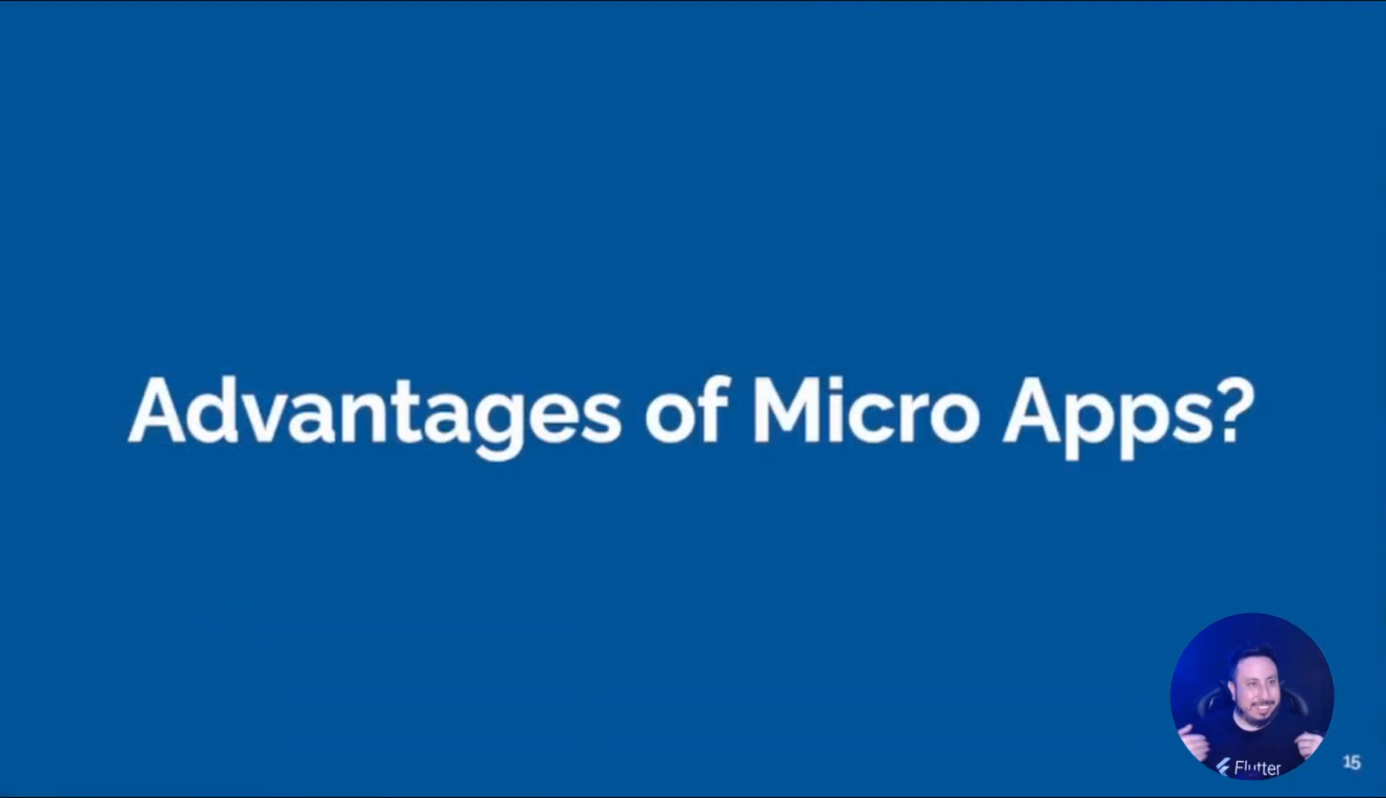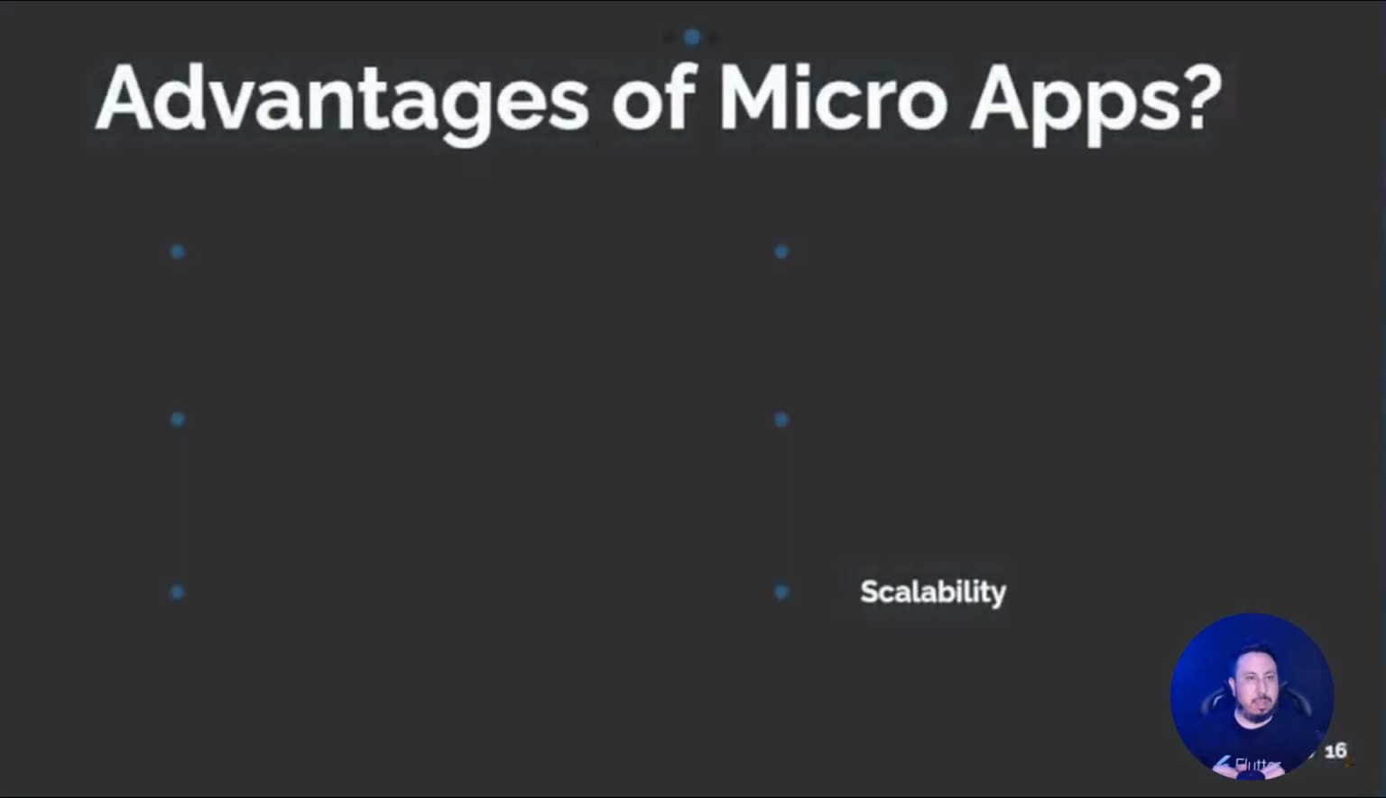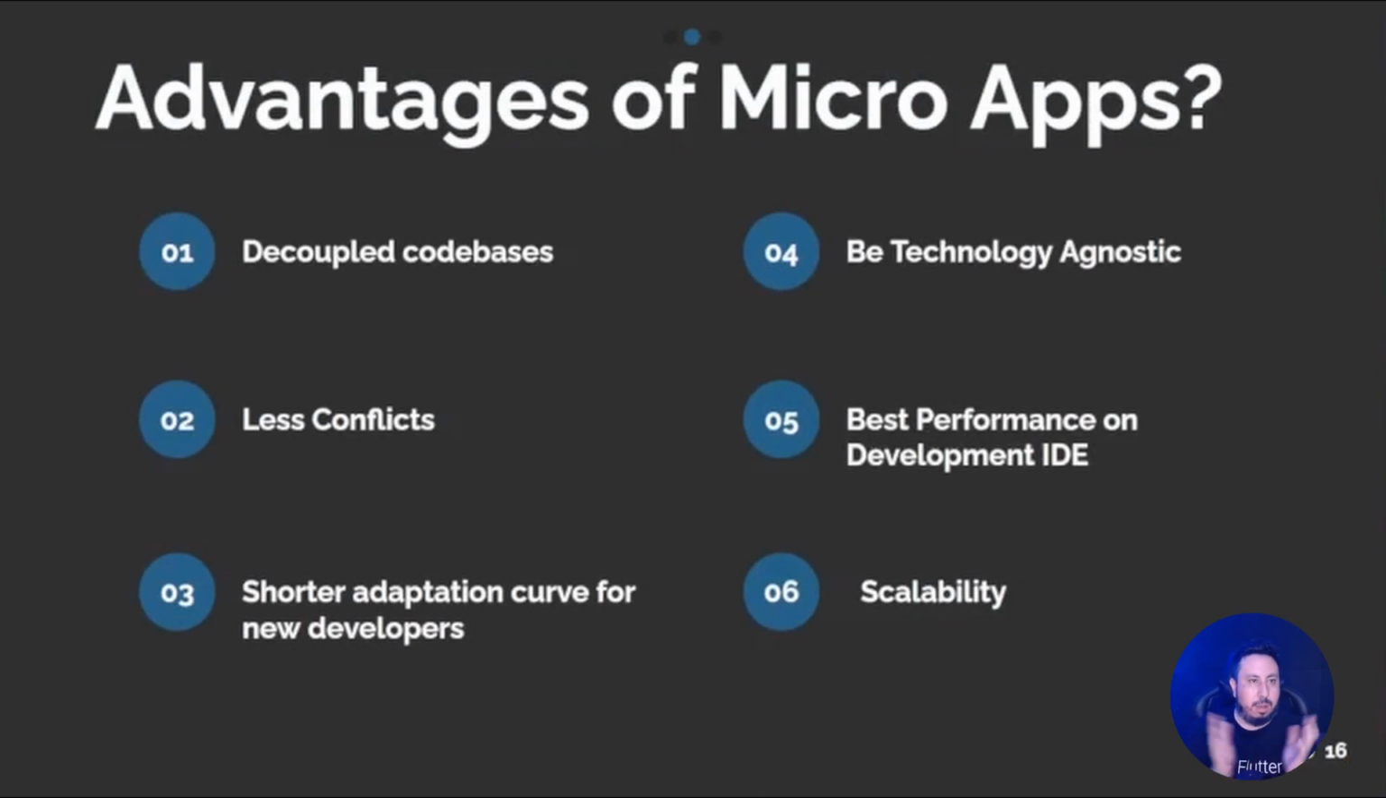Let's talk about what advantages we have with micro apps. We have more than 6 advantages, but these are the ones I'd like to talk about. Decoupled code base: as we are going to have code very separated, this will avoid a lot of conflicts, because each developer will work on a well-defined feature separated from the others. Fewer conflicts, true.